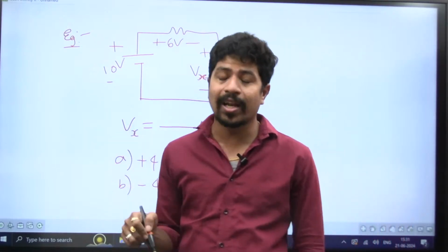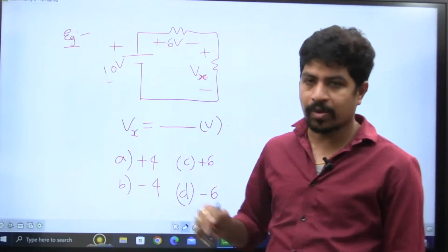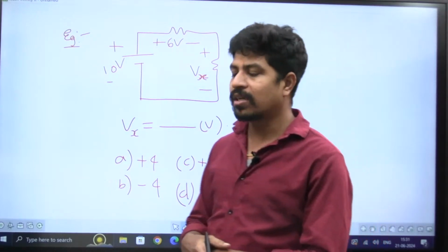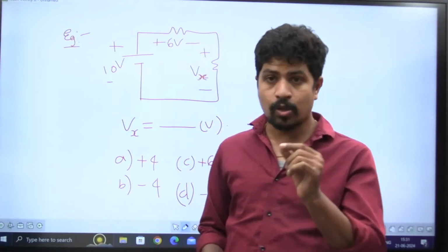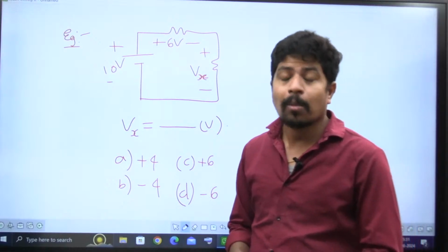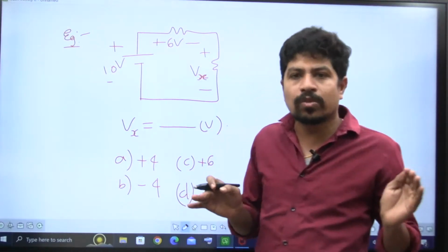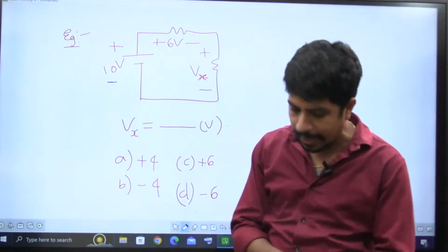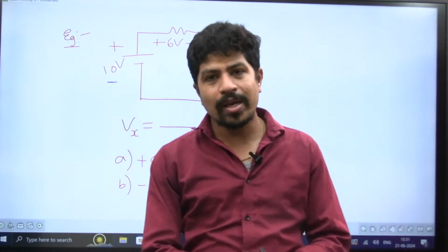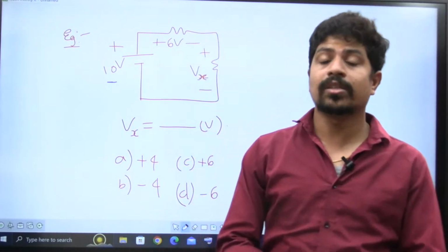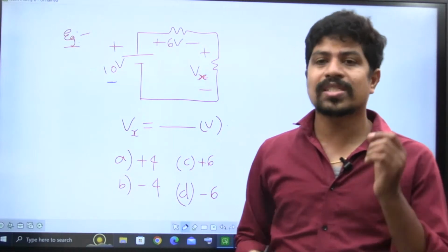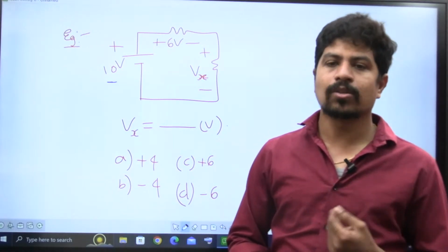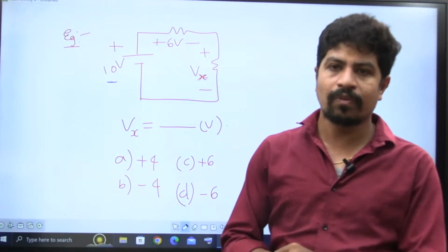How to write KVL for a given circuit, I am going to tell you now. Sir, where do I have to start when writing KVL? That is your wish. Wherever you want to start, you start there. But I always suggest all students to start at the minus terminal of the source. It's a suggestion, not a rule. You can start anywhere, no problem, but I personally suggest starting at the negative terminal of the source.